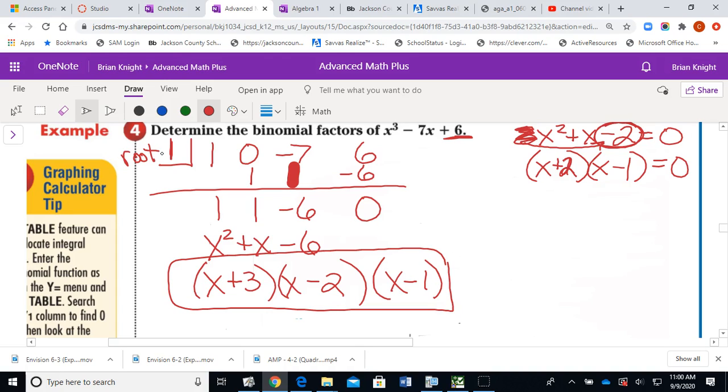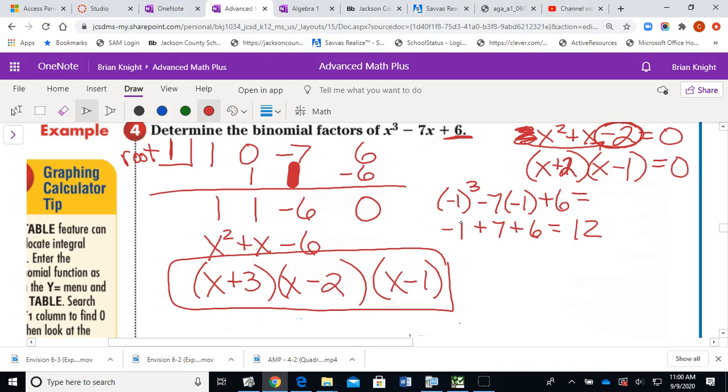Otherwise, literally, you have to go through and say, all right, let's say we didn't start with 1. Let's say we started with negative 1. I would have plugged in negative 1 cubed minus 7 times negative 1 plus 6. So that's going to be negative 1 plus 7 plus 6. That's 12. So negative 1 doesn't work. And then I would try the next choice. Too much work. You see what I'm saying?